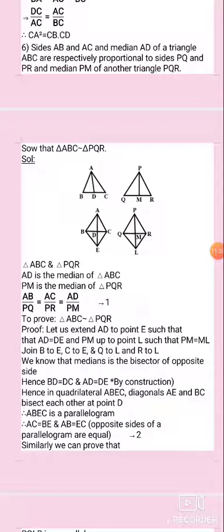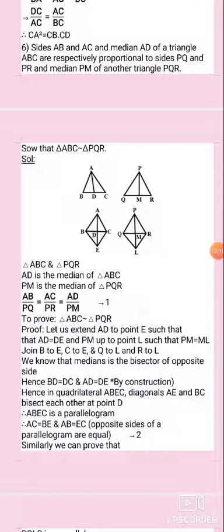Now you need to consider those two triangles ABC and PQR. AD is the median of triangle ABC, and PM is the median of triangle PQR. So the sides are in the same proportion: AB by PQ is equal to AC by PR is equal to AD by PM. Put this as equation number 1. To show triangle ABC is similar to triangle PQR, we need to prove it.